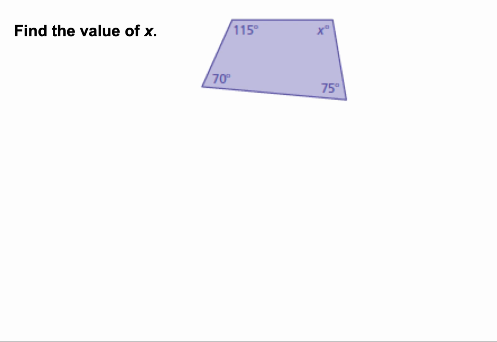All right, so we are going to find the value of x. We're going to write an equation and solve it just like we did with our triangles. 70 plus 115 plus 75 plus x equals, and then again for quadrilaterals, it's always 360 degrees.